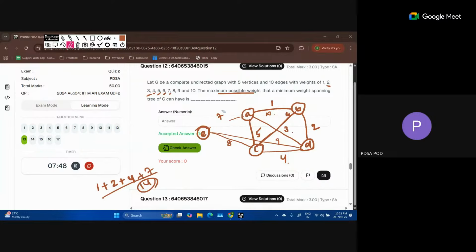See, the idea is you want a maximum weight minimum spanning tree, maximum possible weight, right? So what we are going to do is we will try to exclude the smaller values as much as possible. If we can take the maximum values, then we will get a maximum value. But that is not allowed because it is a minimum spanning tree. So we will try to exclude as many smaller values as possible.